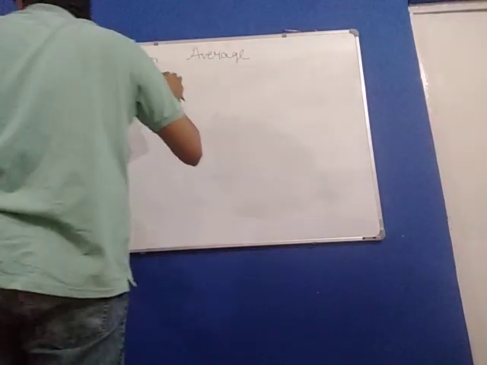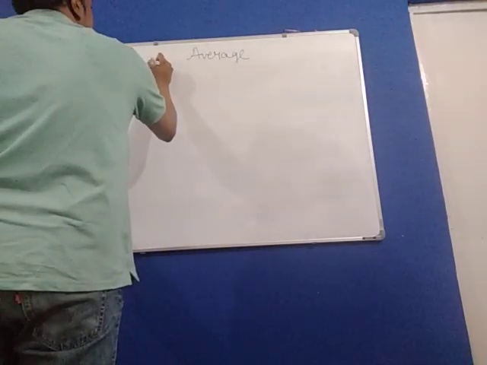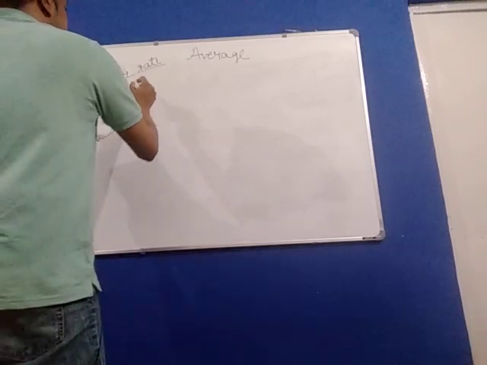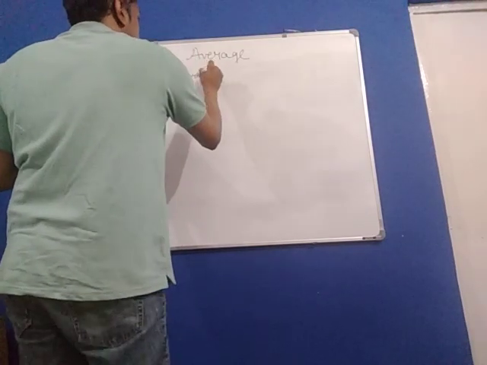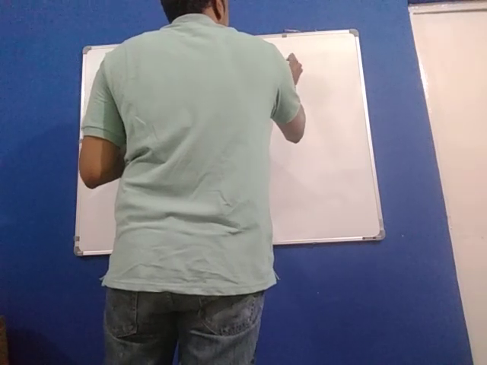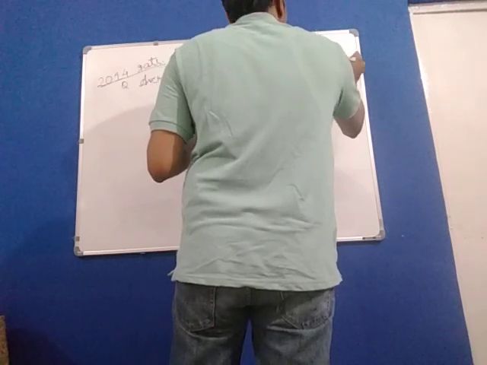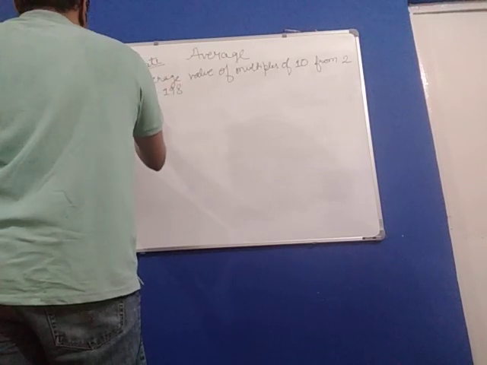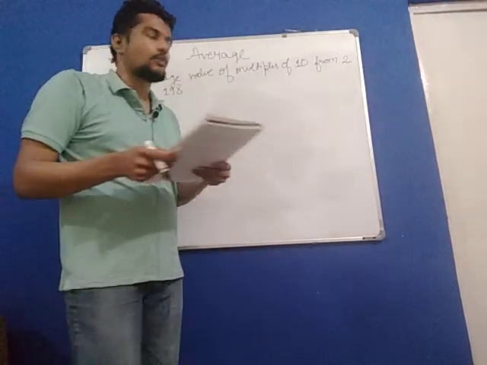Now this particular question is a 2014 GATE question. The question is, we have to find out the average value of multiples of 10 from 2 to 198. Now basic concept and knowledge of arithmetic progression is required here.